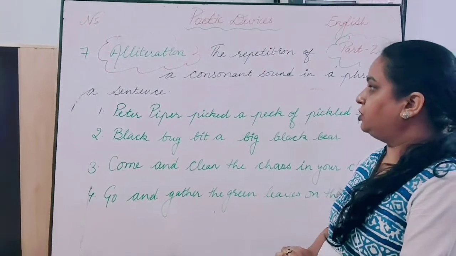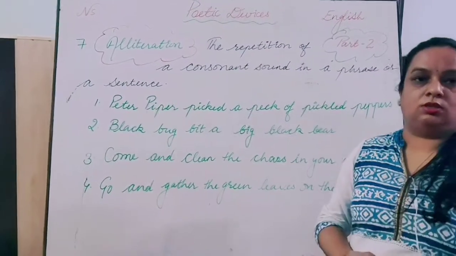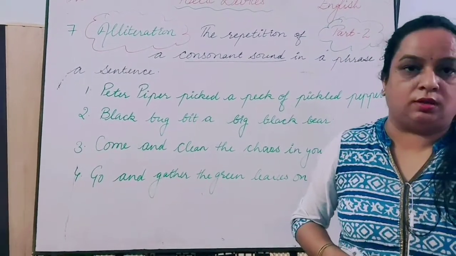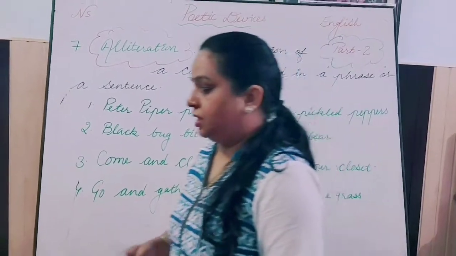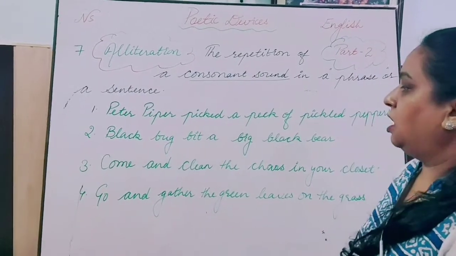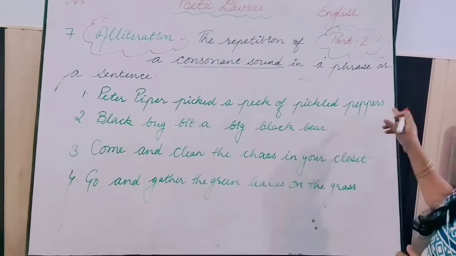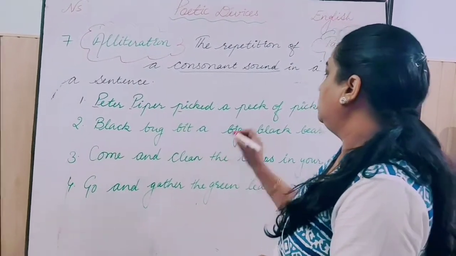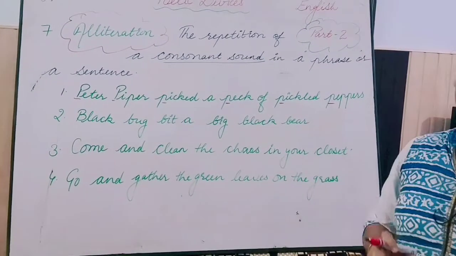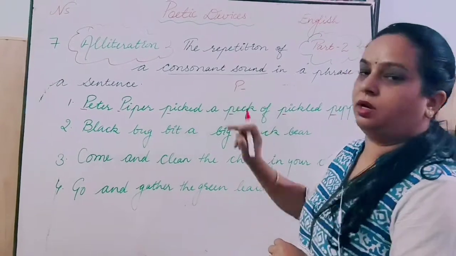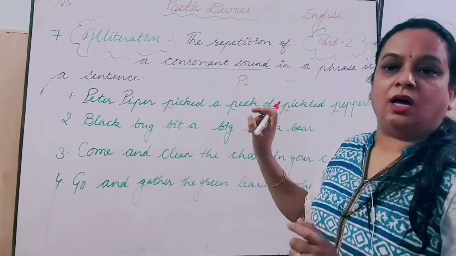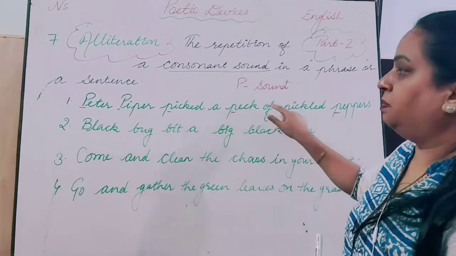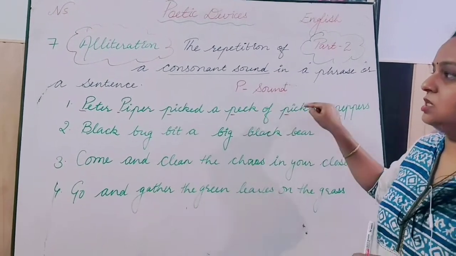Let's study alliteration. Alliteration is the repetition of a consonant sound in a phrase or a sentence. Please see carefully, it's a consonant sound I have written. Clear? So, let's see in the sentence. In the first sentence, I have written Peter Piper picked a peck of pickled peppers. What do you notice here? In every word, the sound of P: picked, peck, pickled, peppers. So the sound P is a consonant, and that P sound is being repeated here. If a consonant sound is being repeated in a sentence or a phrase, that is called alliteration.